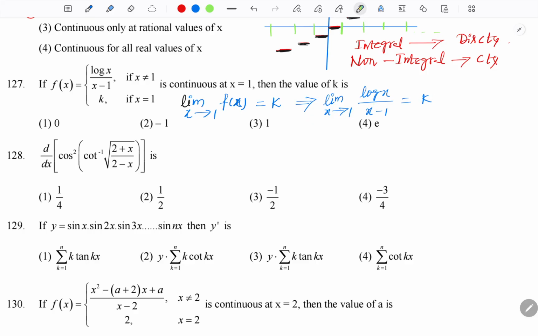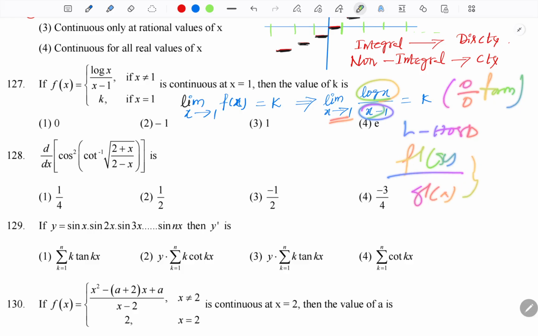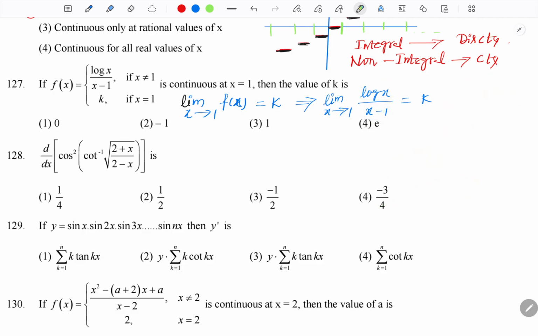Observe here, if I apply the limit, log 1 is 0 and 1 minus 1 is 0, so it is clearly 0 by 0 form. Whenever we are getting 0 by 0, we use L'Hospital's rule. What does this mean? f dash of x by g dash of x, the individual derivatives of numerator and denominator. Now apply it. The derivative of the numerator log x is 1 by x and the derivative of x minus 1 is 1, where the limit x approaches 1 equals k. If you apply the limit, clearly the k value is 1 by 1, which is 1. So k equals 1.